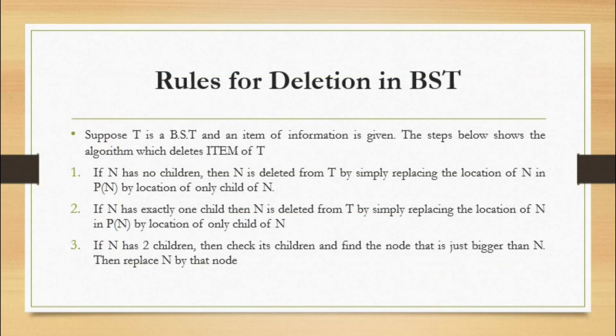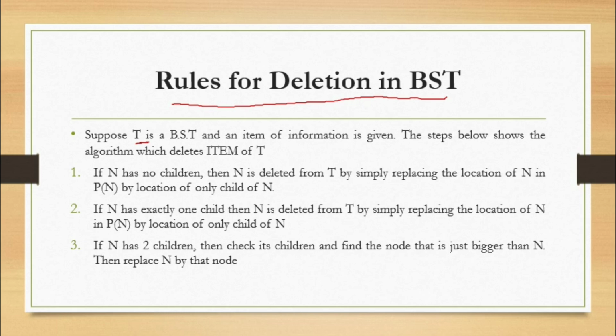So these are the core rules. If you write them down somewhere, it will be better. These are the core rules for deletion. If you are not thorough with these three rules which I am going to tell you now, you will not be able to do any kind of deletion in the binary search tree.